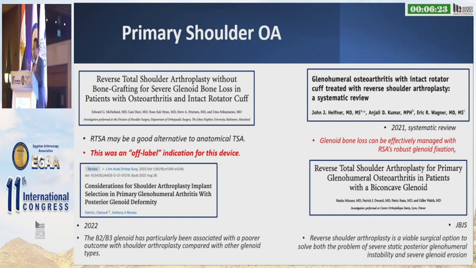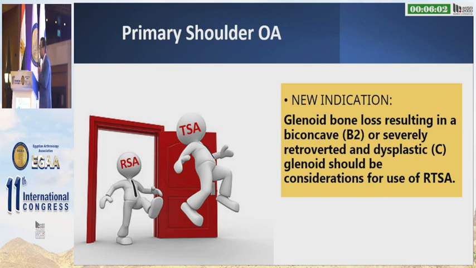So from this, there will be failure of anatomic total shoulder in primary osteoarthritis. There are various publications of the use of reverse shoulder arthroplasty in primary osteoarthritis as an off-label indication, especially with glenoid bone loss. So this is a new indication to use reverse shoulder arthroplasty in cases of primary osteoarthritis with glenoid bone loss resulting in a biconcave or severely retroverted and dysplastic glenoid.